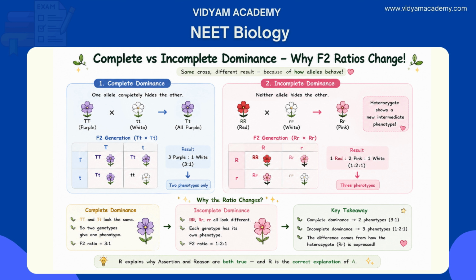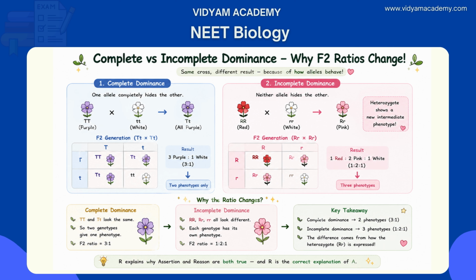Assertion A is true because in complete dominance, Mendel's pea, TT and Tt look identical, so three genotypic classes produce only two phenotypic classes, giving 3:1. In incomplete dominance, F2 phenotypic ratio becomes 1:2:1. Reason R is also true and gives the exact cause. Since neither allele is dominant, each genotype produces a uniquely recognizable phenotype: red, pink, white. So the phenotypic ratio directly mirrors the genotypic ratio of 1:2:1.